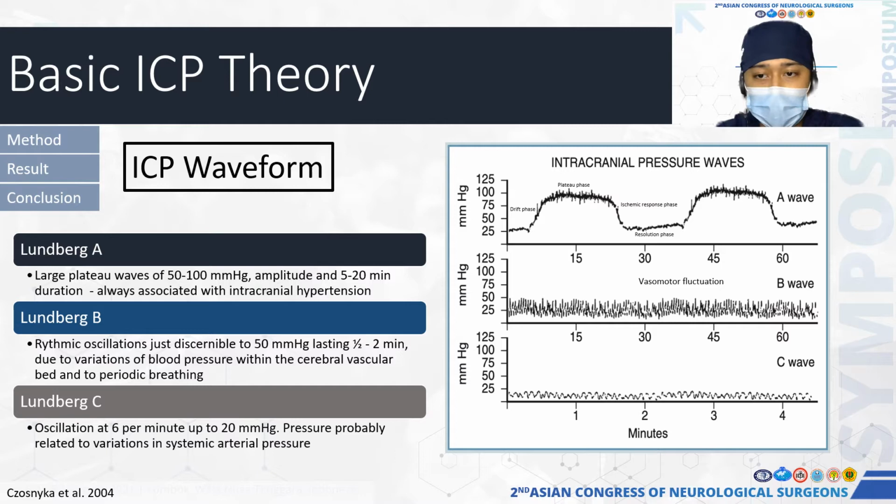Just a quick overview about the ICP monitor. If we are going to monitor the ICP, we have to consider the ICP waveform, as we can see here, which was already described by Lundberg. They described three types of ICP waves, as we can see in the diagram, which we can interpret as the patient having just a normal waveform with perhaps a cerebrovascular and periodic breathing rhythm, or the patient really having a high intracranial pressure.